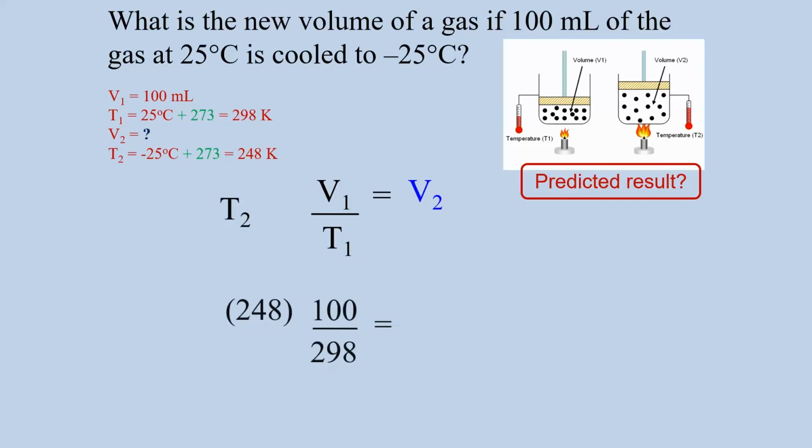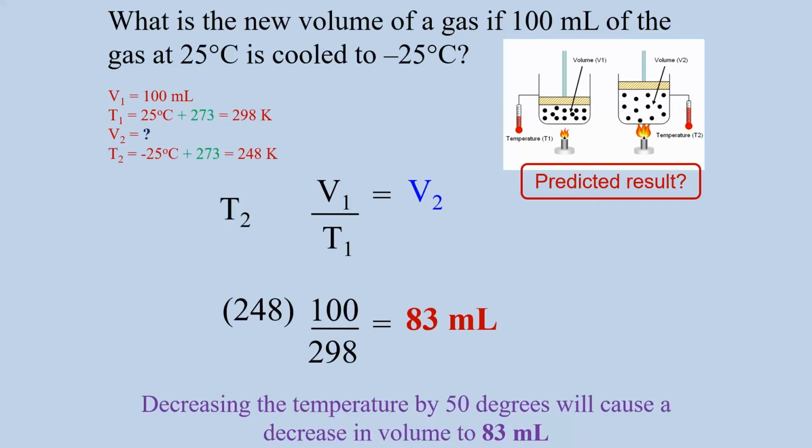So we're just going to plug in our values. 248 times 100 over 298 equals 83 milliliters, and that's your new volume. Beautiful. Decreasing the temperature by 50 degrees will cause a decrease in volume to 83 milliliters. So they're directly related.